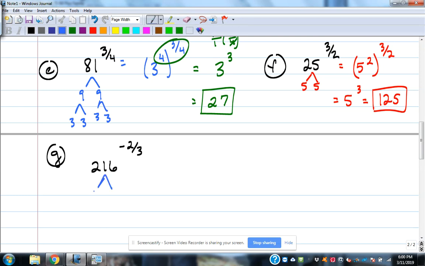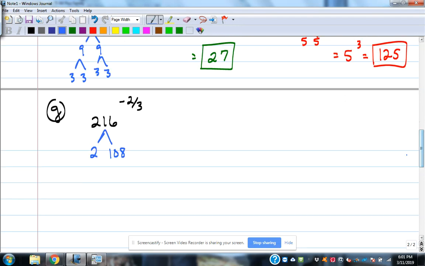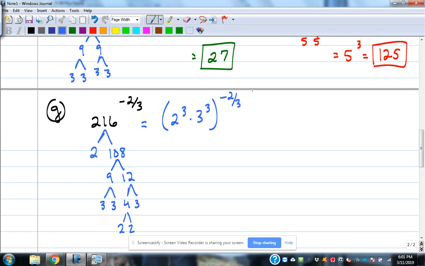I don't know much about 216. Do y'all? It's even. So that means what goes into it? 2 goes into it 108 times. And do I know something about 108? Does 8 go into it? 9 times 12 is 108, isn't it? Now 3 and 3, 4 and 3, 2 and 2. So I really have 2 to the 3rd power times 3 to the 3rd power, to the negative 2/3 power.